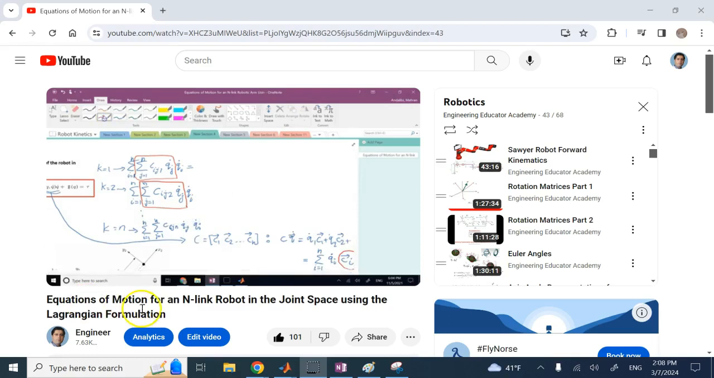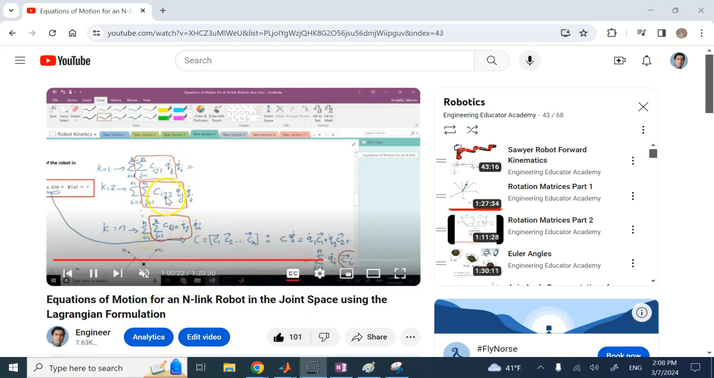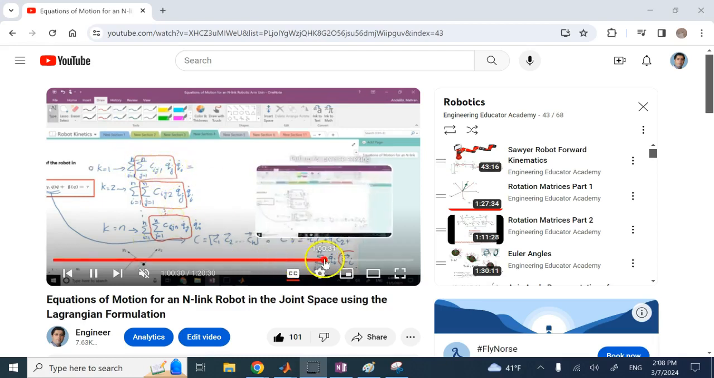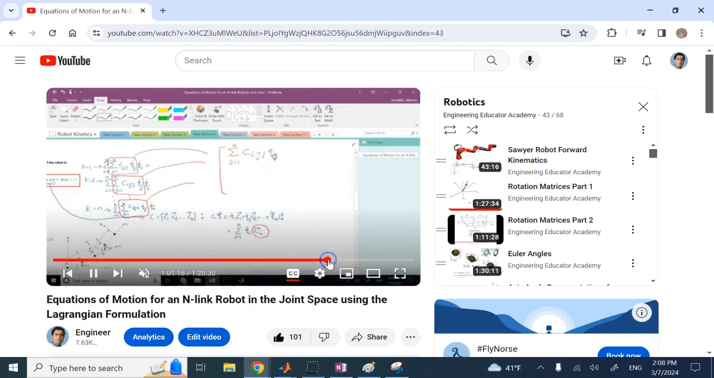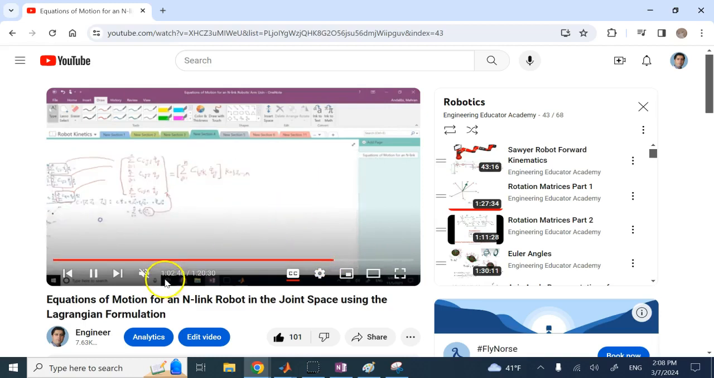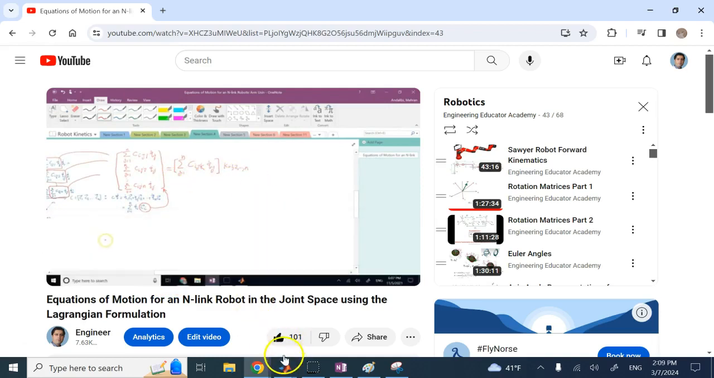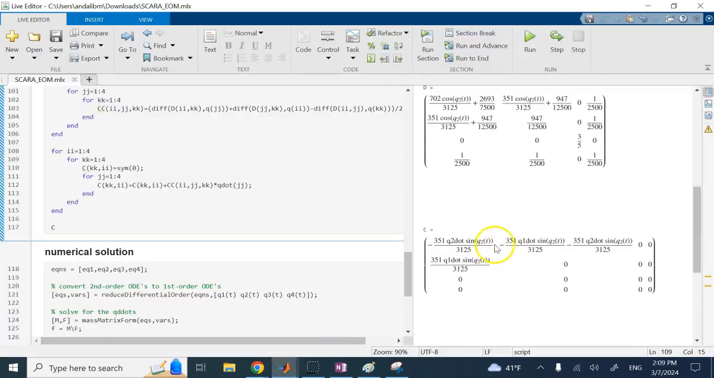That's this video here, equations of motion for n-linked robot in the joint space using the Lagrangian formulation, which is under my robotics playlist. Here I show you how to use these double summations and combine Cijk's with q dots to form different rows of the C matrix. So you can go to about 1 hour, 1 minute or so, and it is completely explained how to form your C. And clearly you see in C there are q and q dots.